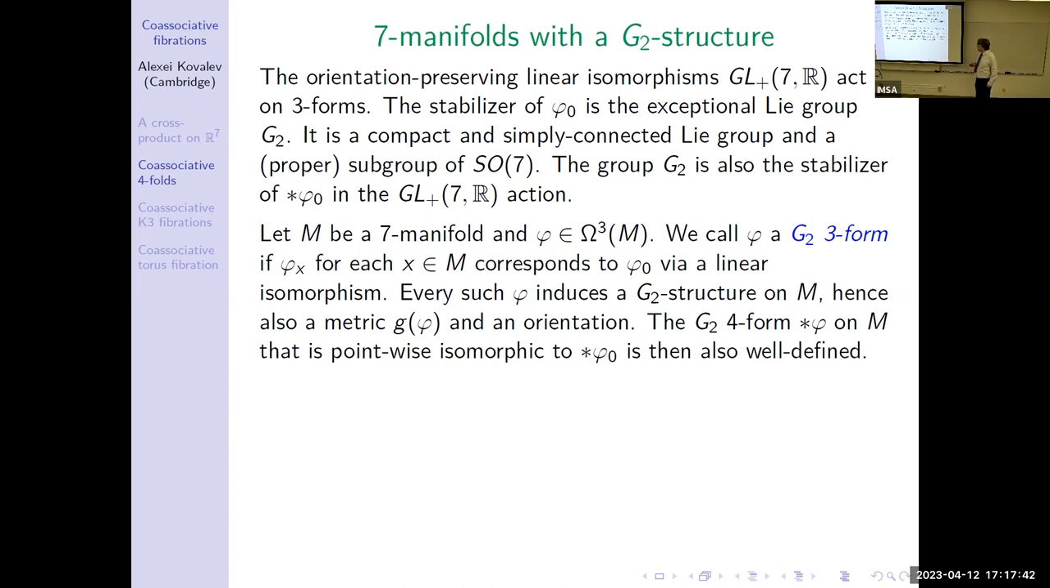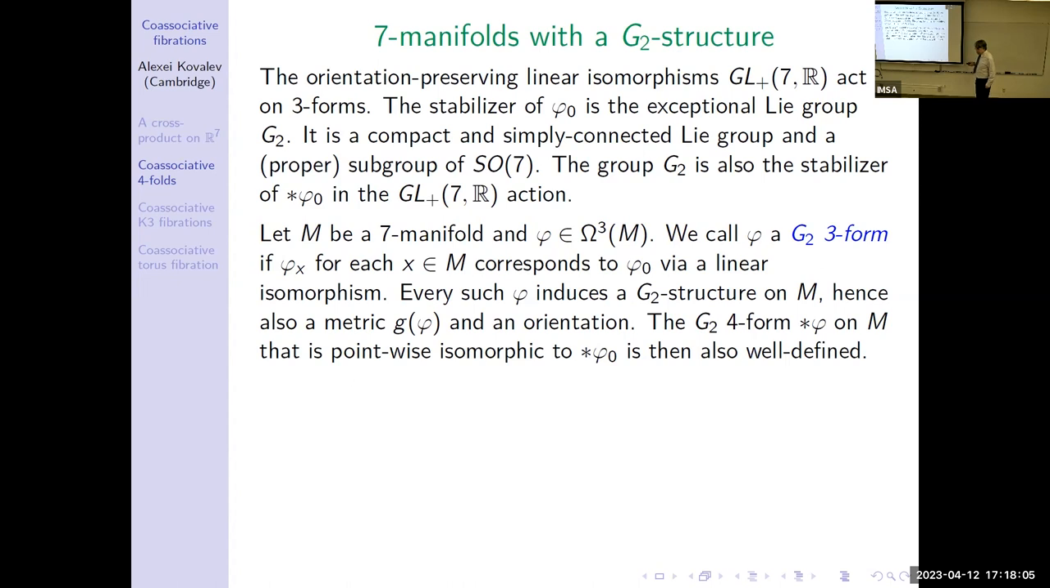And so then, since G2 is a subgroup of SO(7), the Hodge star will be well defined. So we can also have a four-form on that, which at every point will be a pointwise example of the star phi naught.